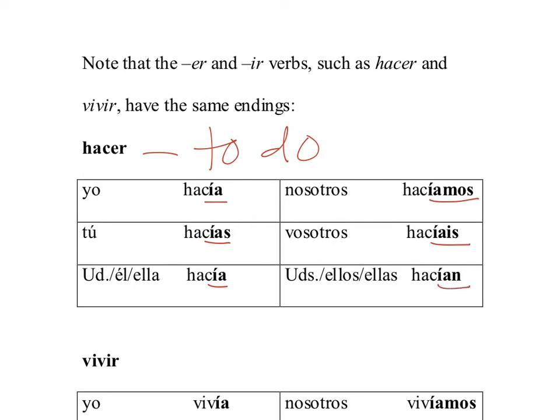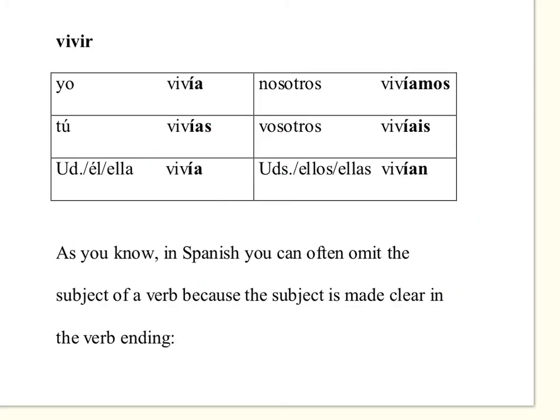And we can see that there's a lot of accented I's. Each conjugation has an I with an accent. Next, we've got the verb vivir, to live. Yo vivía. Tú vivías. Usted, él, ella vivía. Nosotros vivíamos. Vosotros vivíais. Ustedes, ellos, ellas vivían.